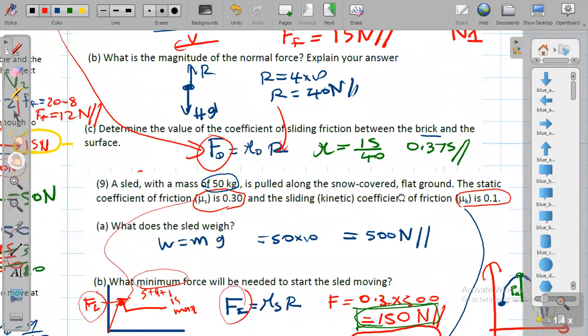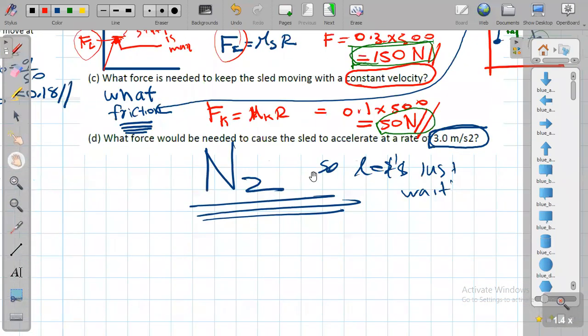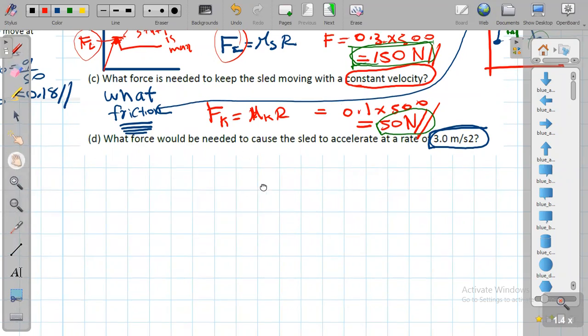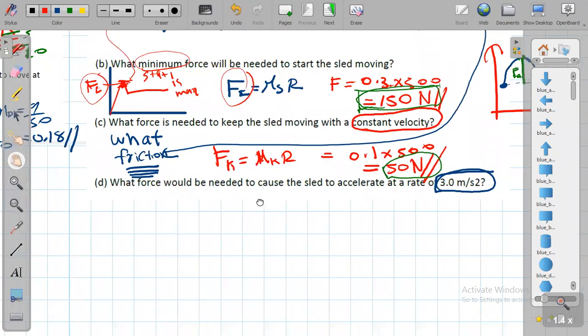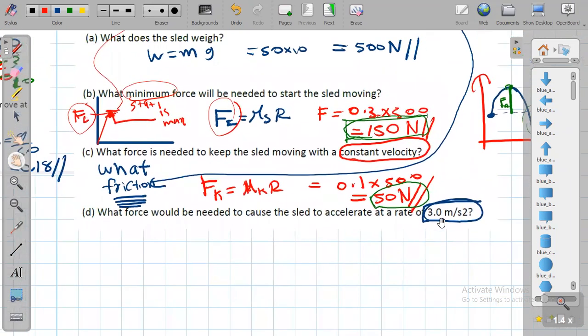Let's just wait. Now the wait is over, no more waiting. Okay, it says, what force would be needed to cause the sled to accelerate at 3 m/s².